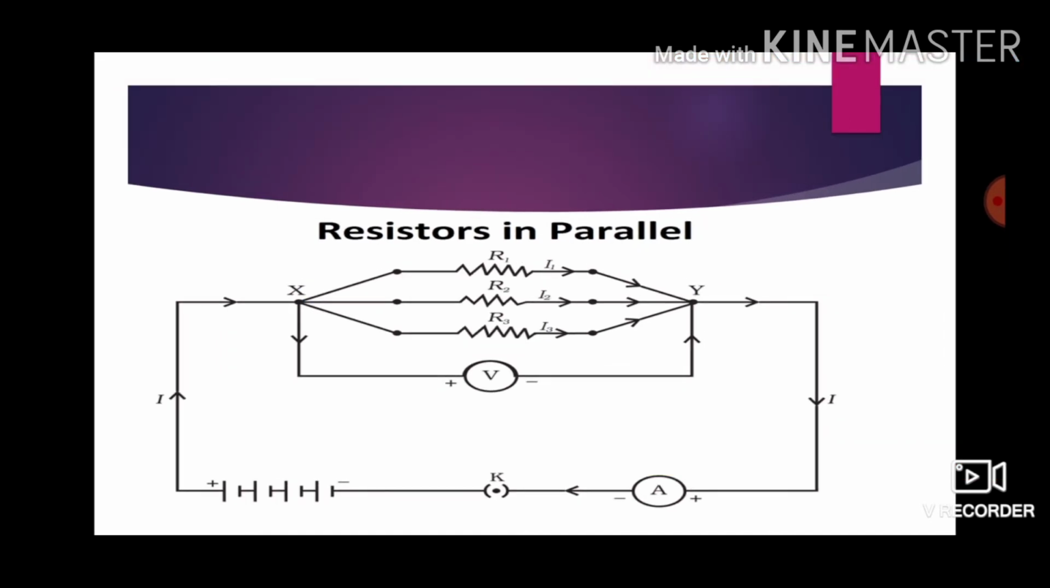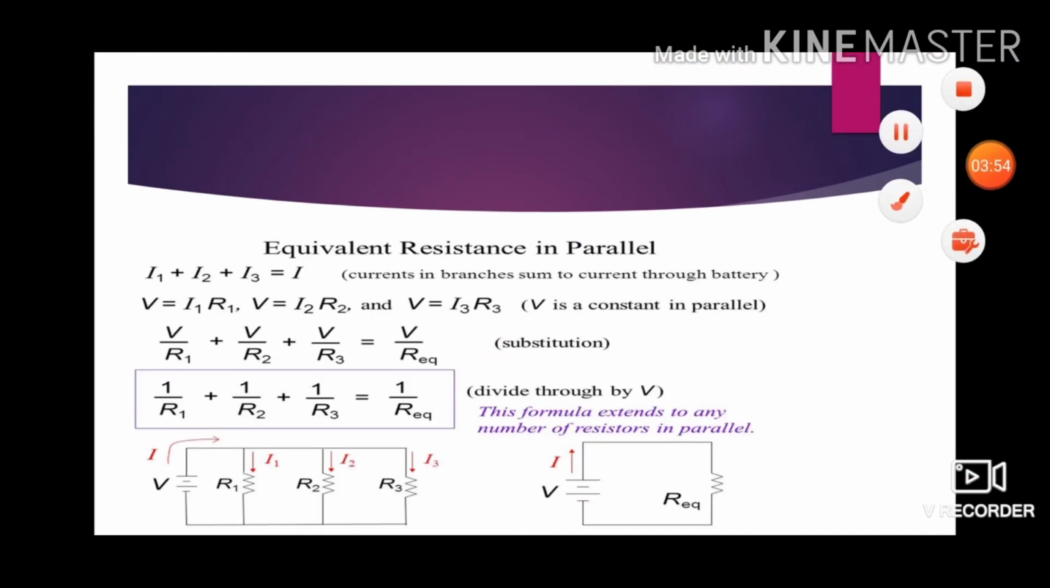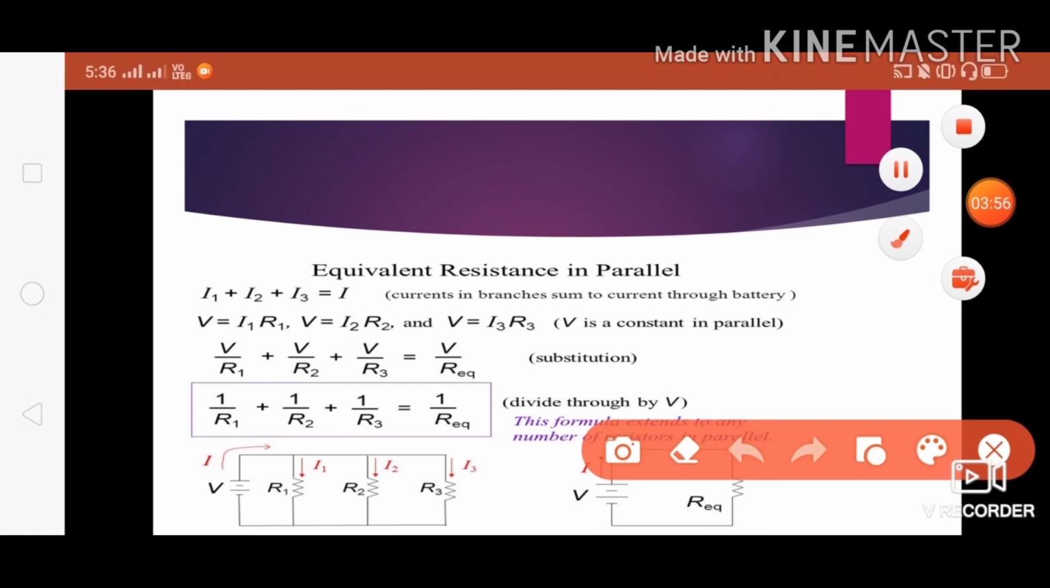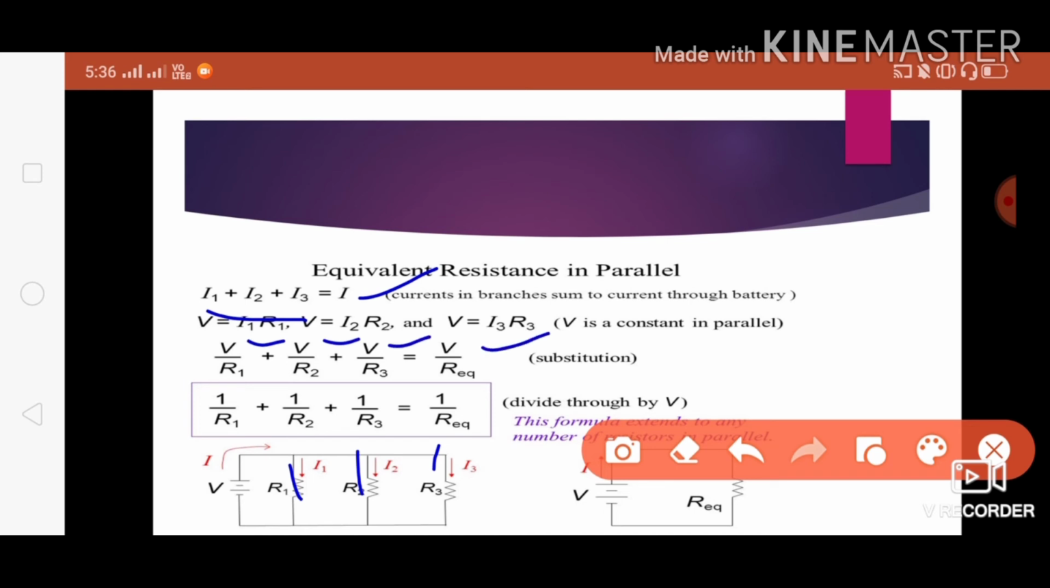Here the equivalent resistance can be defined as follows. In a series connection the voltage drops, but here the current divides. So the total current is equal to the sum of the individual currents in the parallel connection. Applying Ohm's law, we get V by R1 plus V by R2 plus V by R3 equal to V divided by R equivalent. Taking V common, we get 1 by R1 plus 1 by R2 plus 1 by R3 equal to 1 by R equivalent.